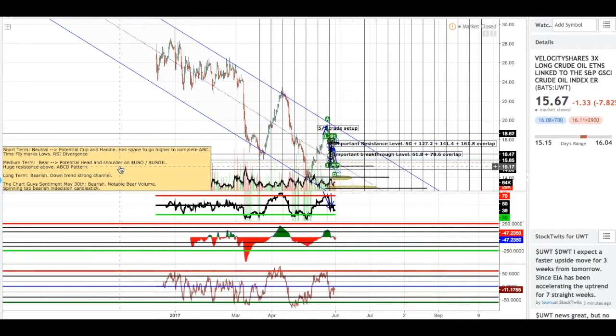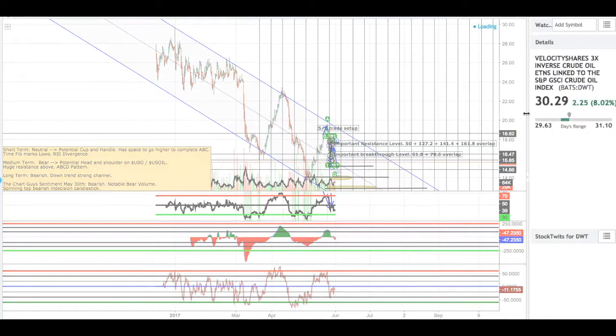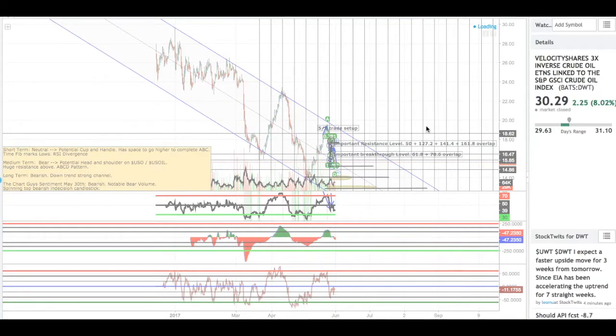From the short term, I'm neutral, I guess, and I wrote this last night. I saw a potential cup and handle. It has space to go higher to complete the ABC. The time fib marks new lows, and there is a negative downtrend divergence. I'm going to have to change this tonight. This was last night, because basically this neutral rating, I got to turn it to a bear rating now because we did have an 8% dump today.